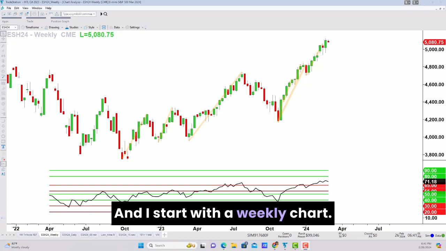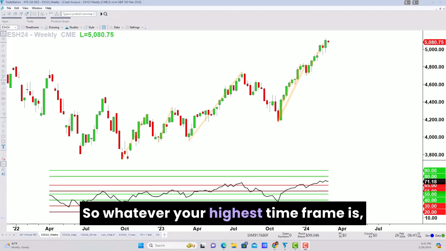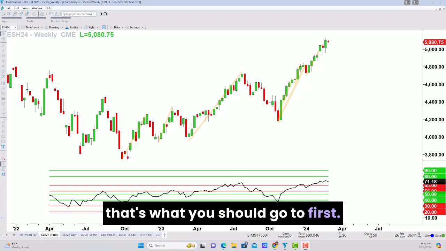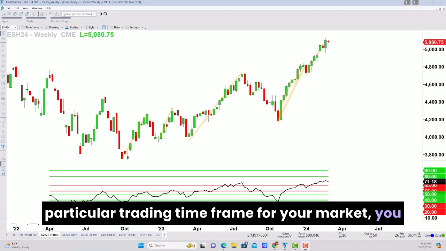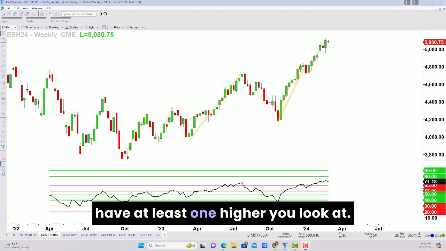And here we go. I'm going to demonstrate this on my baby, the market that I love, which is the E-mini S&P 500 futures. So this is my day-to-day layout for when I'm doing day trading. And I start with a weekly chart. So whatever your highest time frame is, that's what you should go to first. I always recommend that even if you're in a particular trading time frame for your market, you have at least one higher you look at.